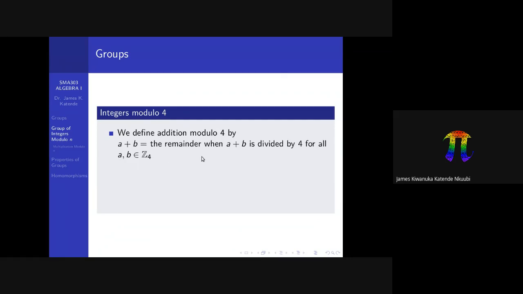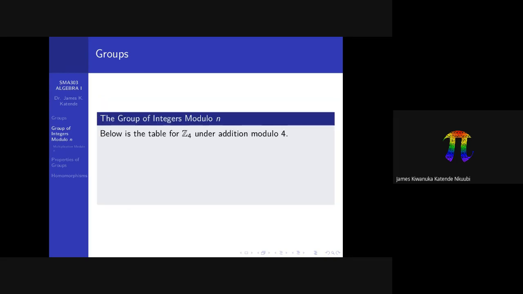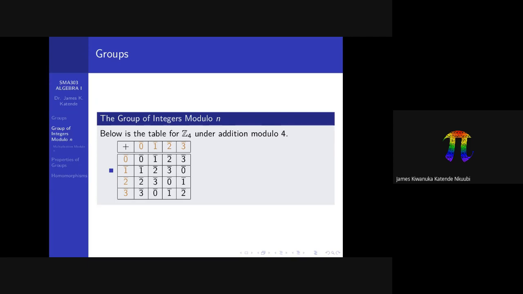We define the set Z4 as a set containing just these 4 elements, and we describe the elements here. We already saw how to add the elements using Z3, so I did not repeat that addition here. But we set up the table for addition modulo 4. When you add two numbers modulo 4, for instance 3 and 3, you get 6, but you don't write 6, you write the remainder when 6 is divided by 4, and that is 2. Does that answer your question?